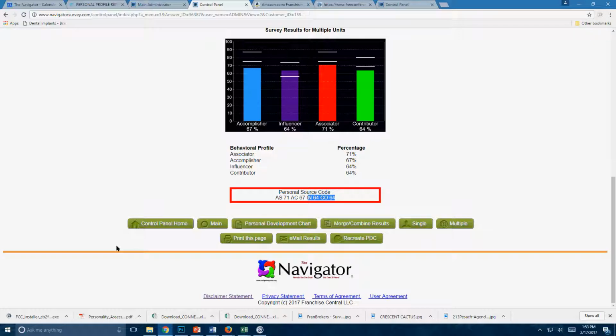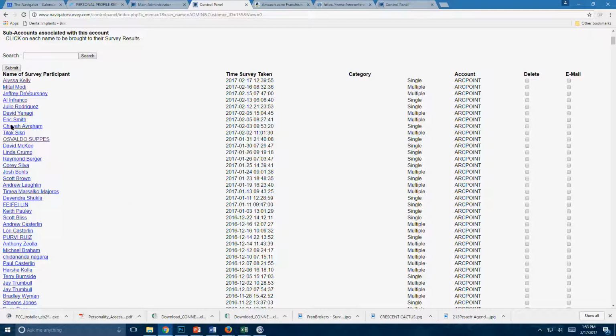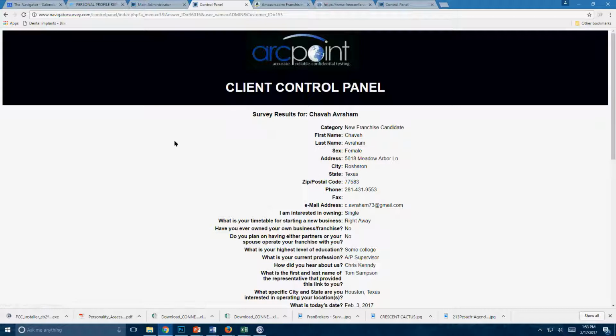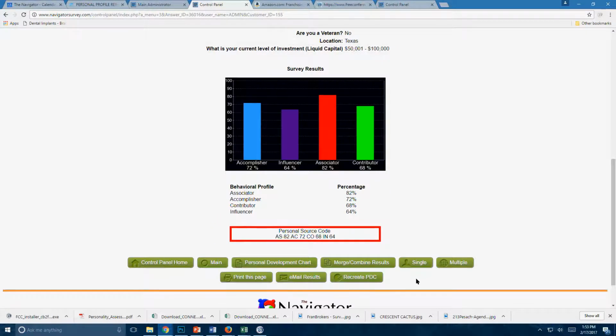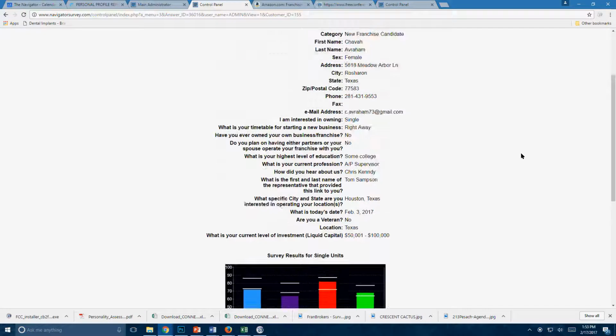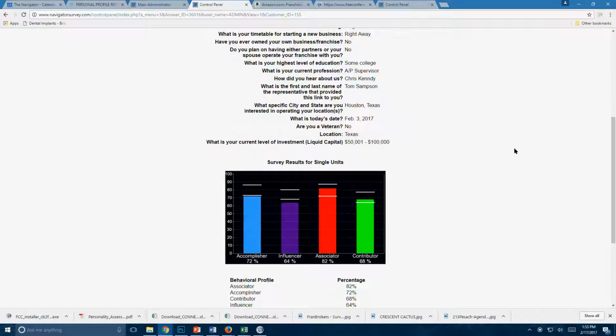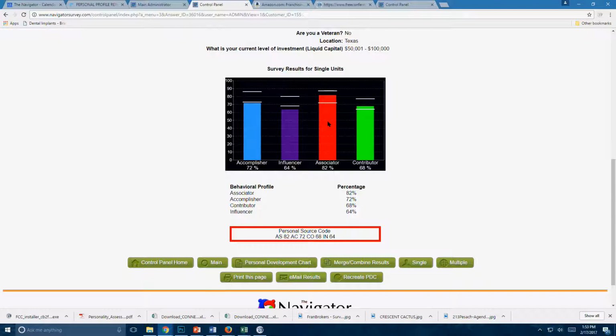Now, let's look at another one. So I don't know these people. So this person also is looking at single unit. So let's click on single unit. Now you can see the scores are a little closer, but there's still a deficit here. So the odds are, when the survey came in for ArcPoint, this would not come out.